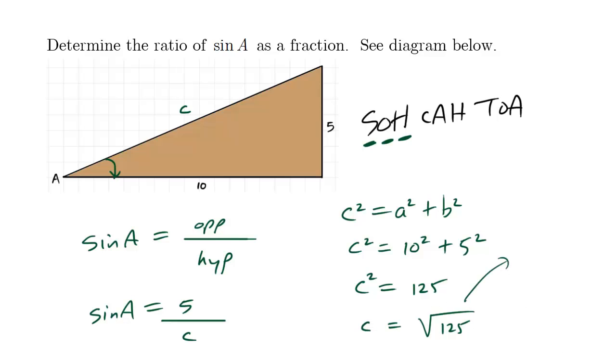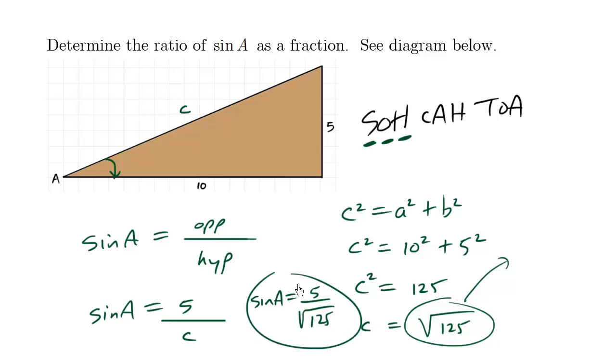Now, if you've practiced converting this entire radical into a mixed radical, you could do so. But let's just leave it like this for now. So this is a possible C value. It's an exact C value. So the actual answer to the question, sine A is equal to 5 over the square root of 125. This here would be a valid answer.